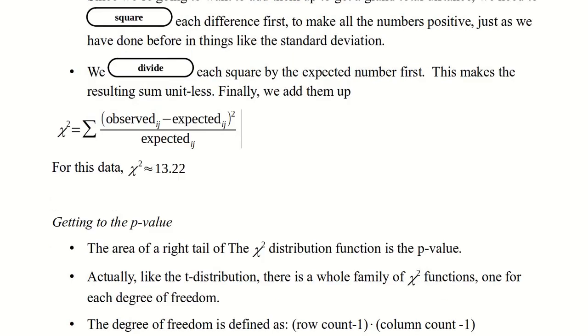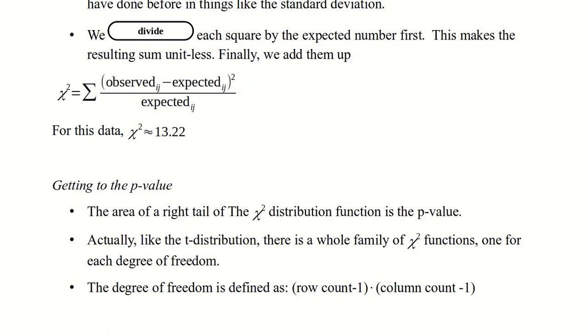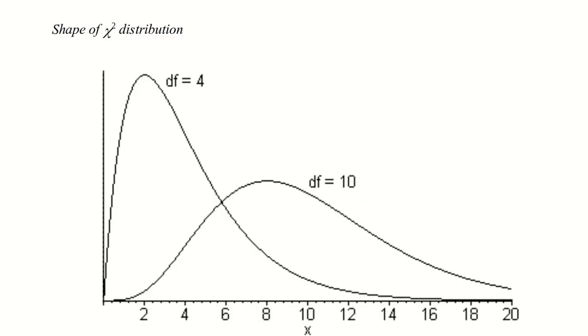13.22. Now the next thing that we want to do is figure out our test statistic. That is, we want to get a p-value. So from that chi-squared, we're going to find the area of the right tail of the chi-squared distribution to get the p-value. And like a t-distribution, chi-squared depends on the degrees of freedom. The degrees of freedom here, because there are two sets of categorical variables, is the row count minus 1 times the column count minus 1.